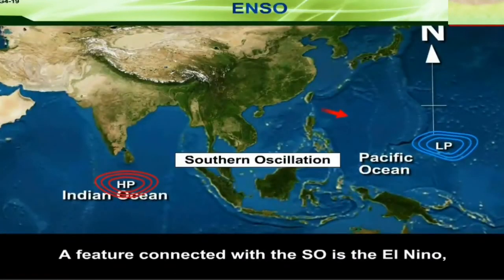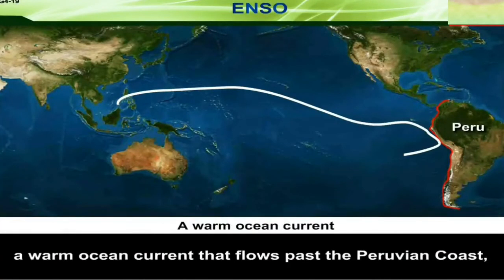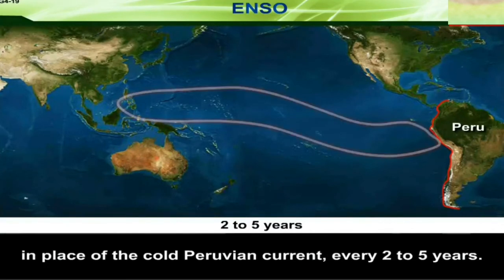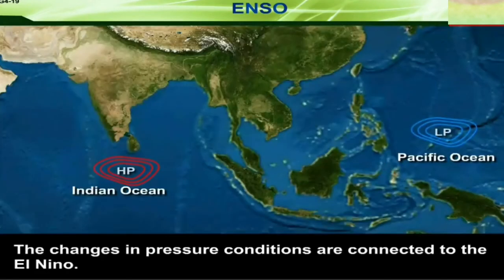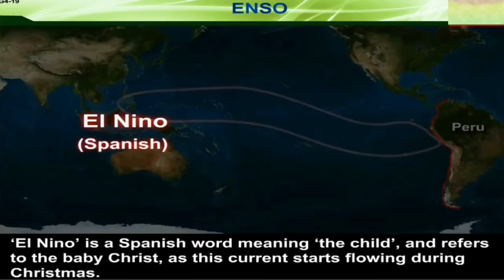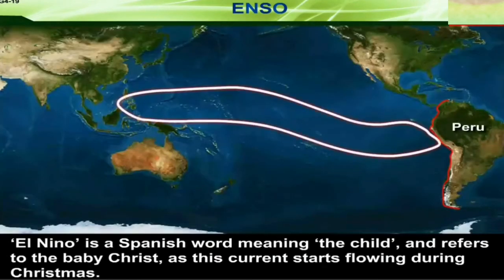A feature connected with the ENSO is the El Nino, a warm ocean current that flows past the Peruvian coast in place of the cold Peruvian current every 2 to 5 years. The changes in pressure condition are connected to the El Nino. Hence, the phenomena is referred to as ENSO. That means El Nino Southern Oscillations. El Nino is a Spanish word meaning the child and refers to the baby Christ, and this current starts flowing during Christmas.